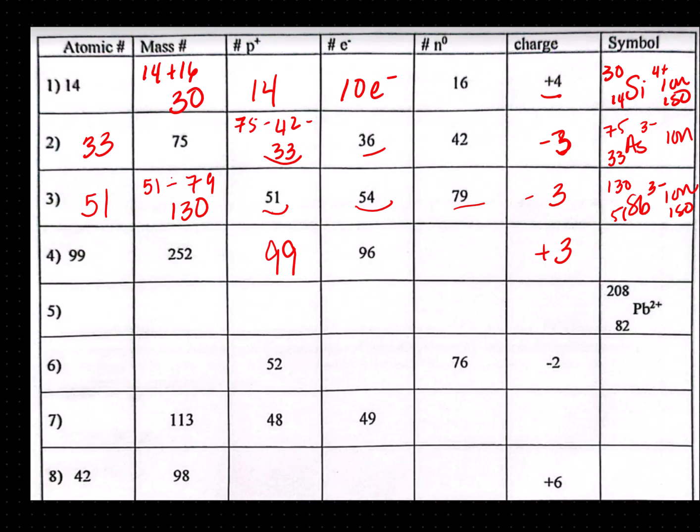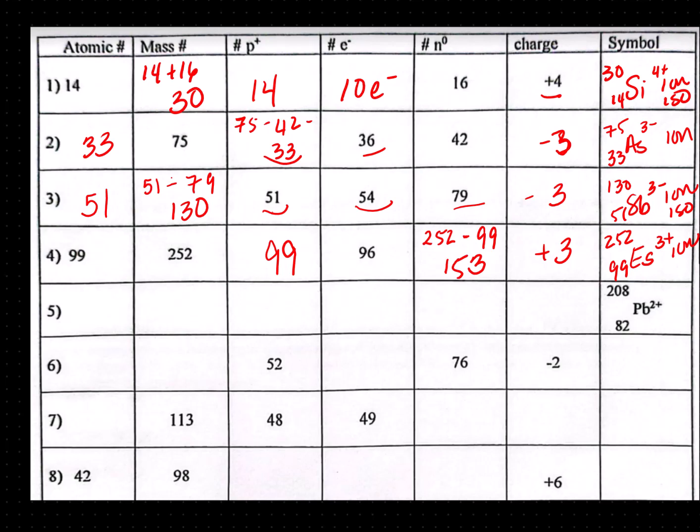Since the mass number is given, we do not look it up on the periodic table. To find the number of neutrons, it is 252 minus the protons, which is 99. So this is equal to 153. This is Einsteinium, Es, 3 plus, mass number of 252, atomic number of 99. This is an ion, and the mass number matches the periodic table, so this is not an isotope.